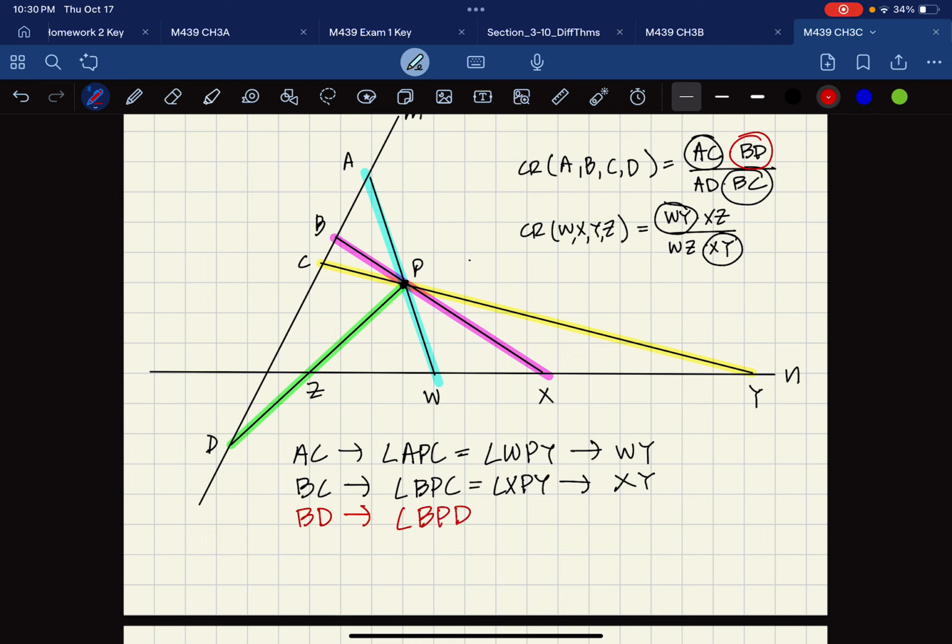If I look at BPD, it doesn't seem like there's any particular vertical angle, but you can kind of see what we're after. We're after XZ. So XZ is this one, and the one that we just did was this one. It looks like what happens here is that we get supplementary angles, right? So angle BPD and angle XPZ is equal to 180, right?